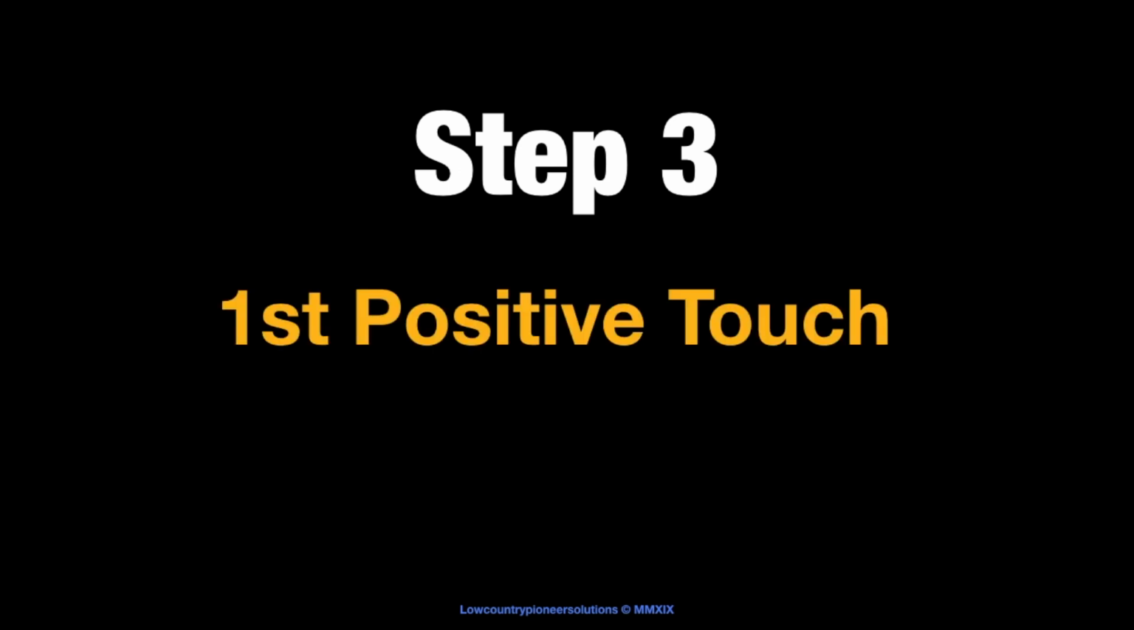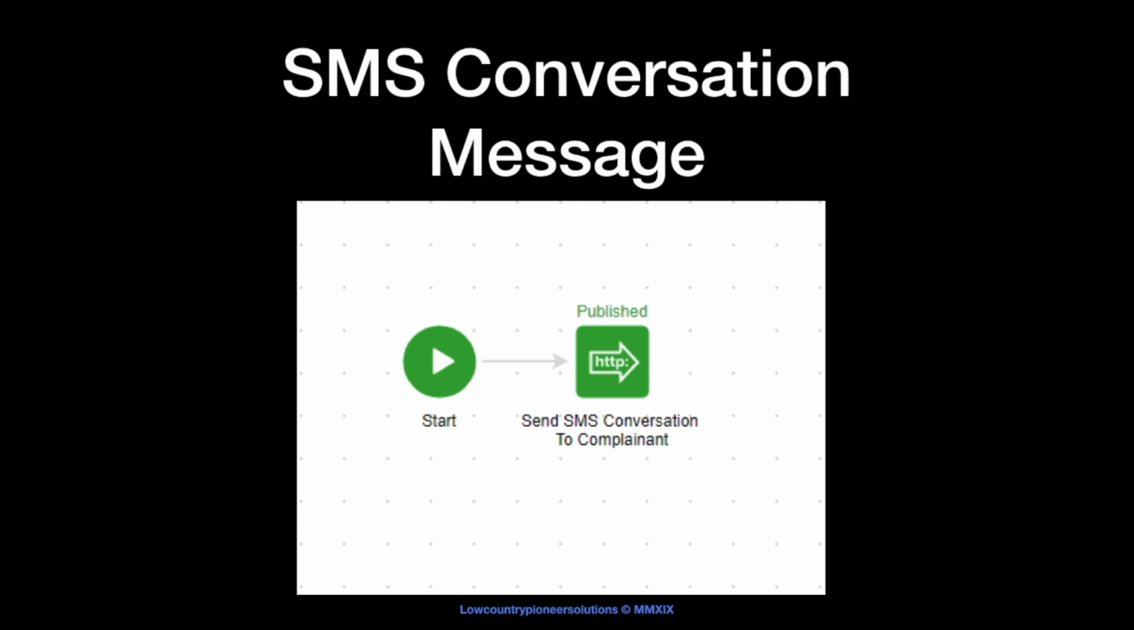First, positive touch. Now, after the contact has reached out to the business, a tag is now applied to their contact record, which will then initiate a message, in this case a text message through SMS conversations, which will be an HTTP message within the system, which will generate a message to the prospective lead, giving them an option to make a decision.